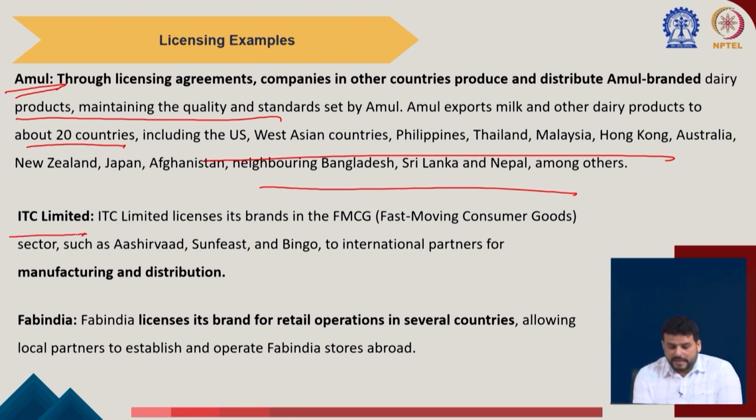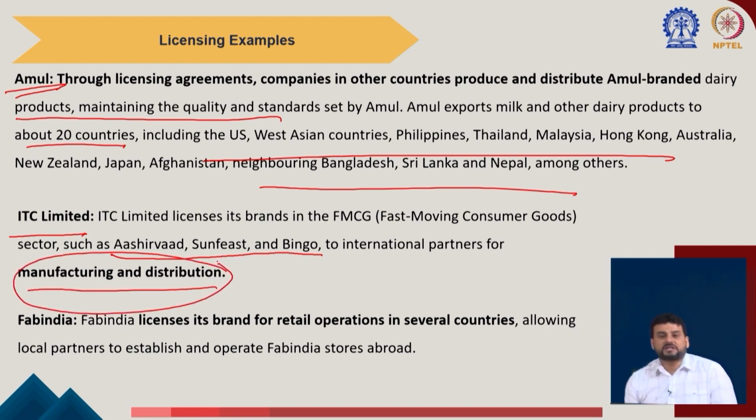ITC Limited, for their brands Ashirwad, Sunfeast and Bingo, they are partnering with manufacturing and distribution. So, they are only using the manufacturing and distribution chain. They are manufacturing their own product, and then they are using a third vendor.